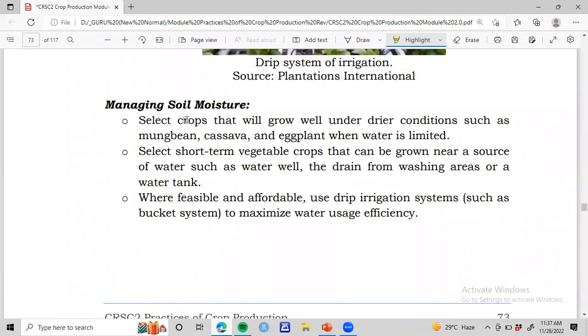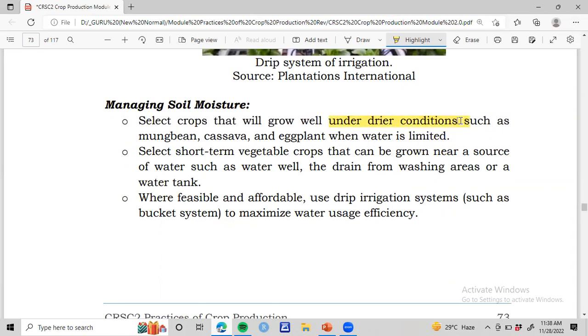So, managing soil moisture. To manage the soil moisture in crops, we need to select crops that will grow under drier conditions. Okay, so on arid regions or arid areas or tropical areas na kung saan during summer wala talagang tubig, no, mahirap ang tubig, ang gagawin natin, we select the crops that grow under drier conditions.